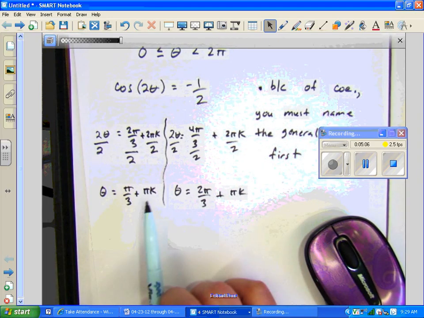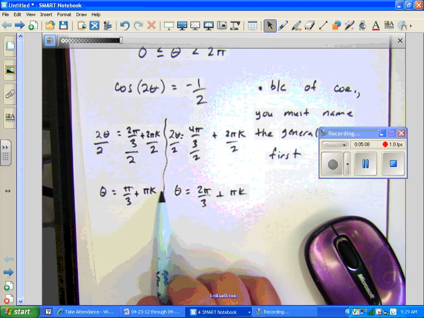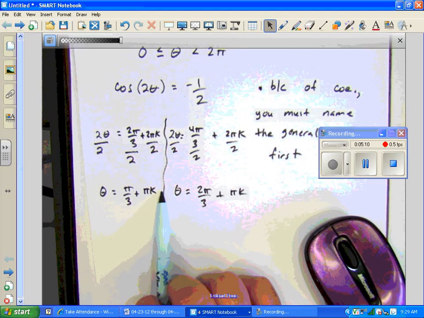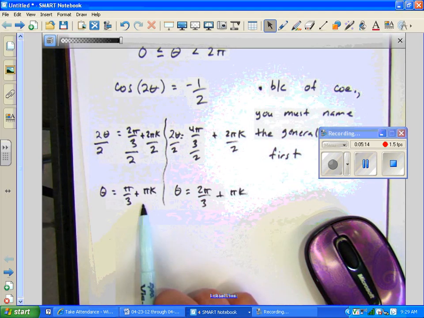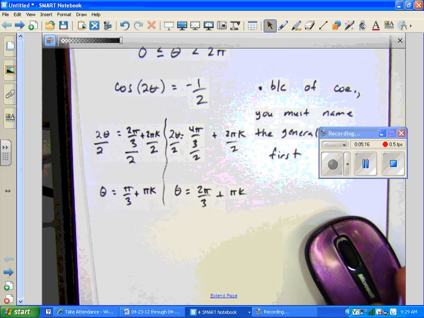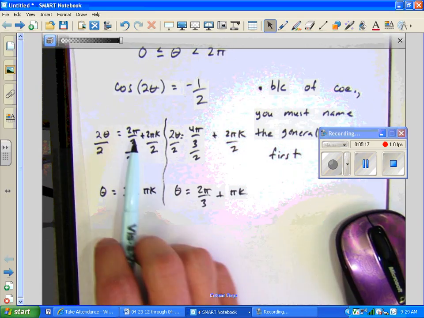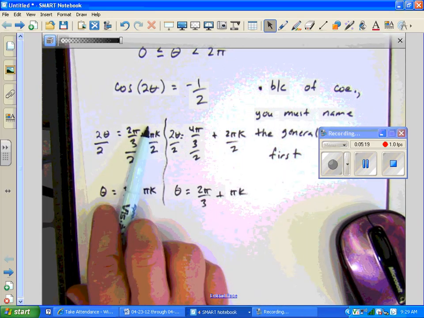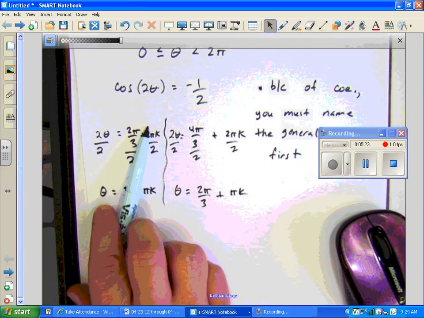So then it would have just been pi over 2k. Okay, does that make sense? Pi over 2k. If it would have been tangent, because you wouldn't have the 2 here, would you? And the 2's wouldn't have canceled. So it would have been pi over 2k.